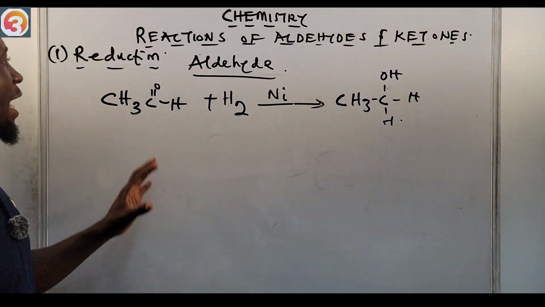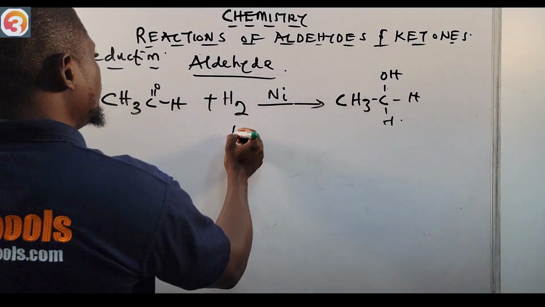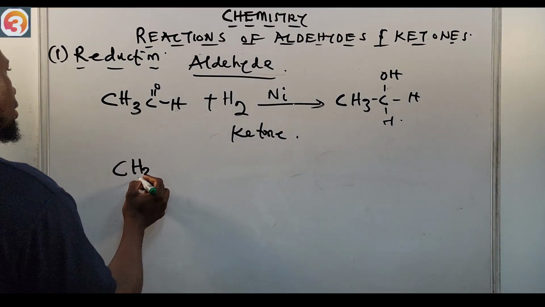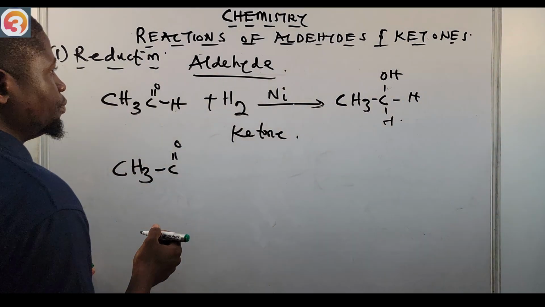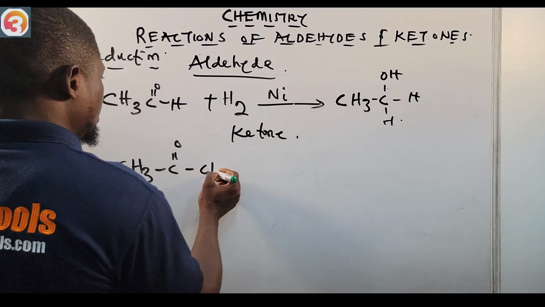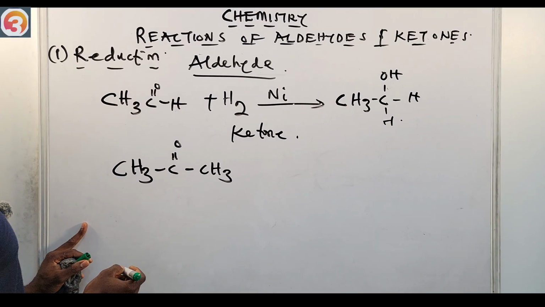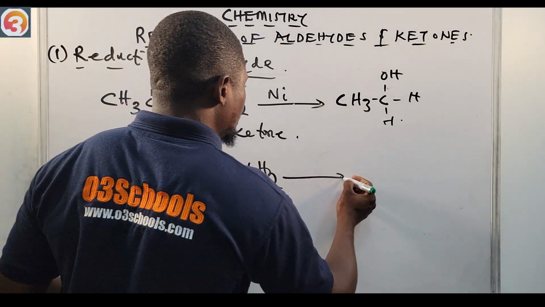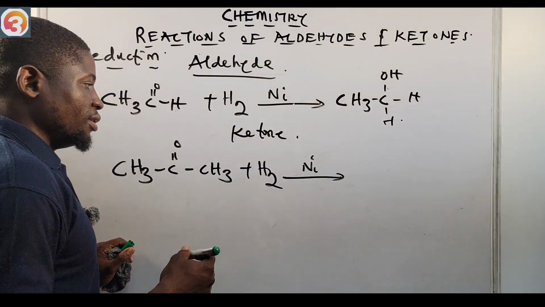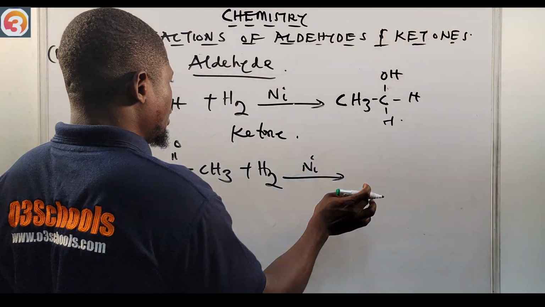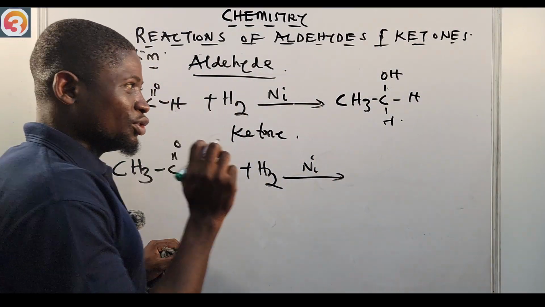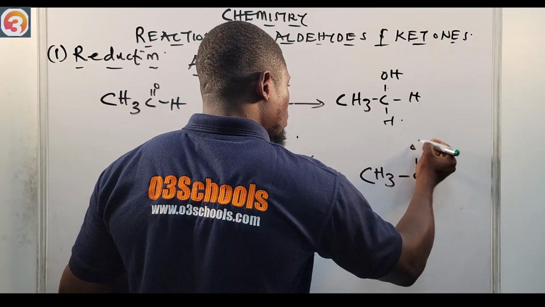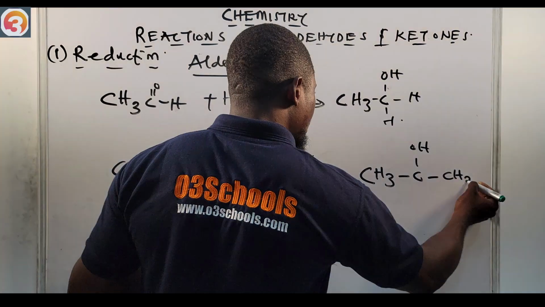Now for ketones, if you have a ketone like this, CH3, C double bonded to O, then another CH3, this is our ketone, propanone. If it's reduced by hydrogen in the presence of a nickel catalyst or lithium aluminium hydride, I'm going to have our secondary alcohol, that is CH3, C, OH, then CH3 here, and the H.